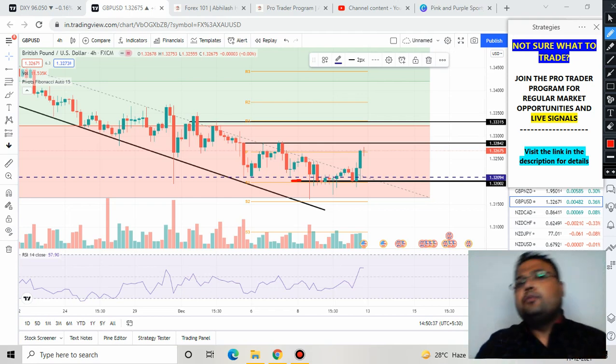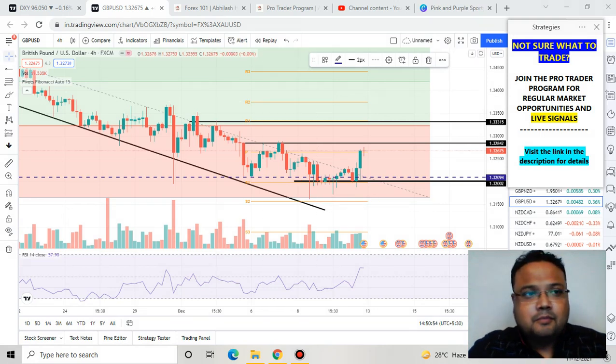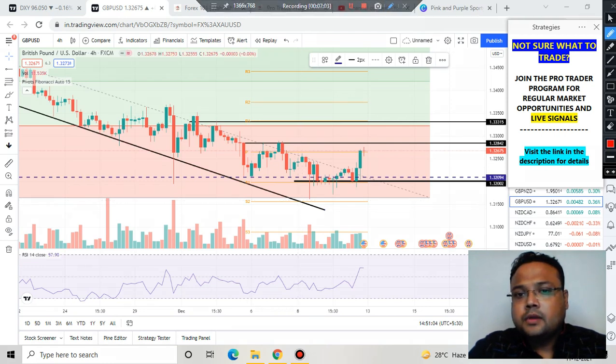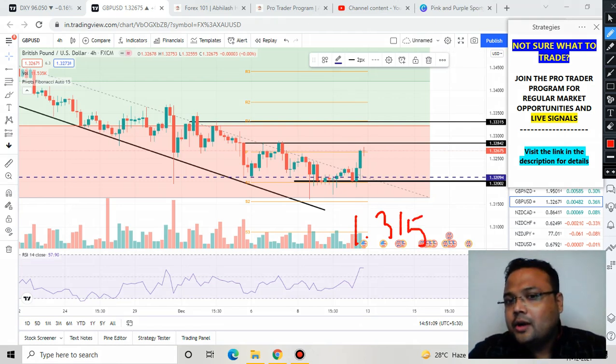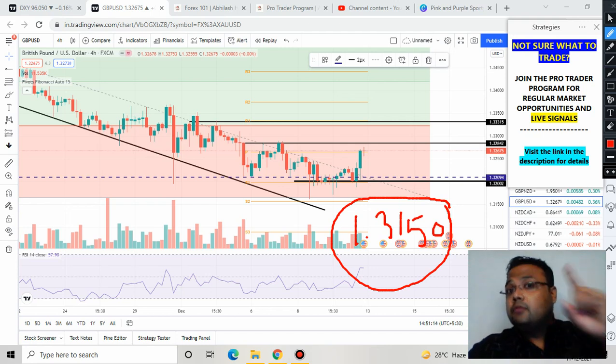But if you are looking for a positional trade, a trade that will last for 1 week, 10 days, 15 days, then you can take a buy position with your stop loss below this level, because there is a good possibility of the market going up from here because of the support from the higher time frame. That's it. Your stop loss will be at 1.3150. With this stop loss you can take a buy position for positional traders only.